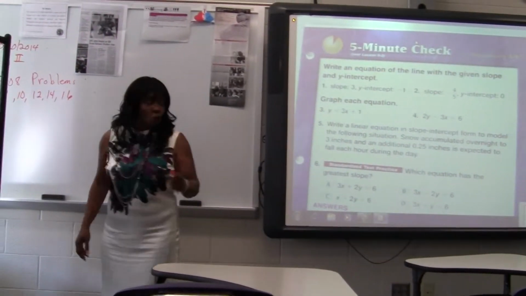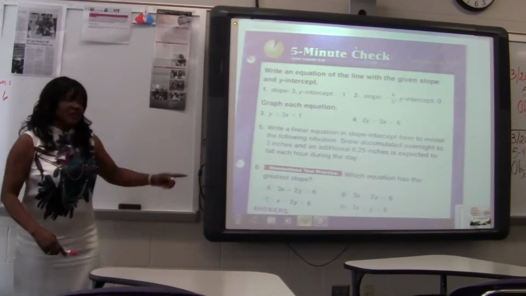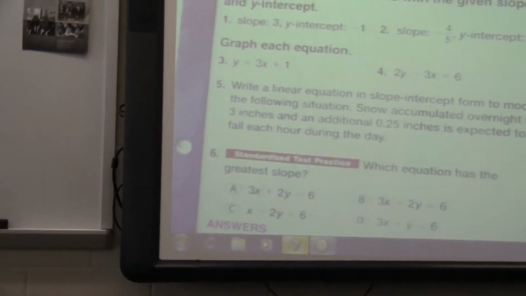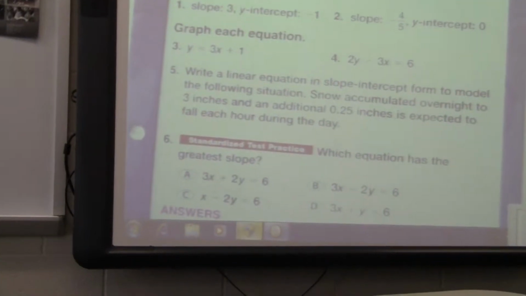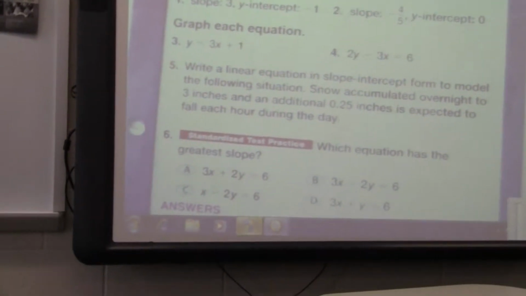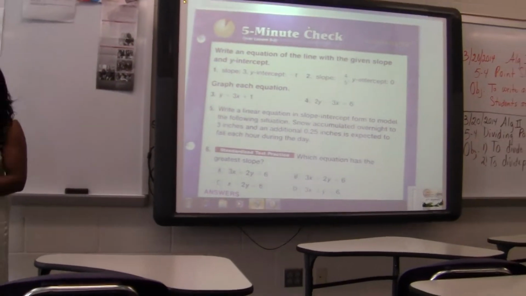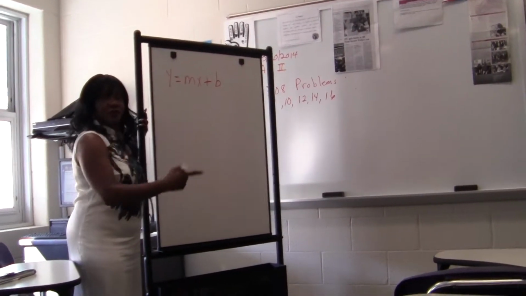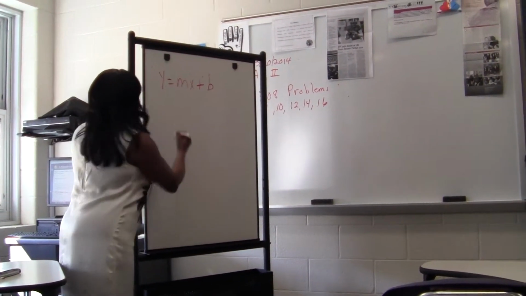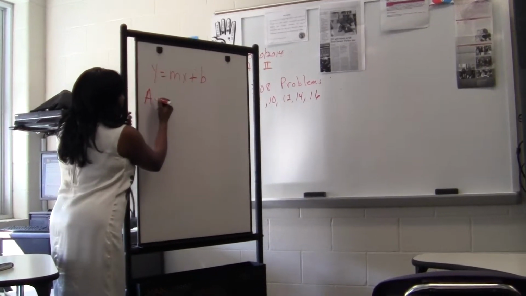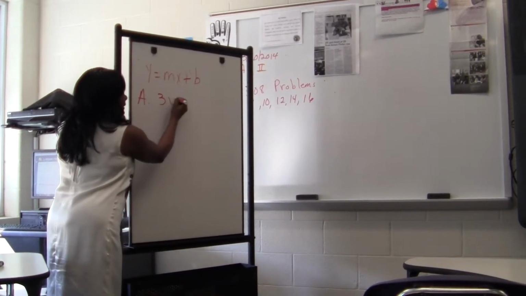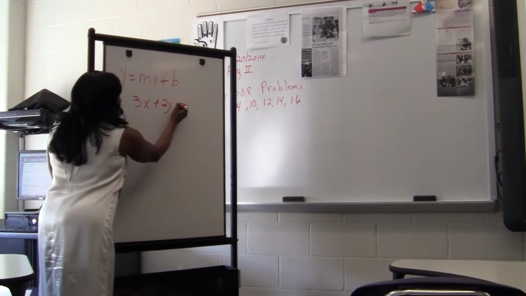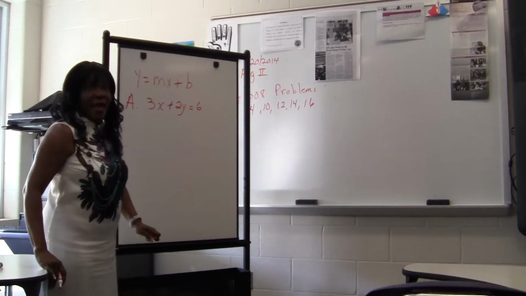Let's work on number 6 now. It says, which equation has the greatest slope? You could do a process of elimination. You're still working with y is equal to mx plus b, correct? Yes. So let's look at A. Is A written in slope-intercept form? Mr. Amerson, I want you to work with me on A. A is 3x plus 2y equals 6. That's what my A is.